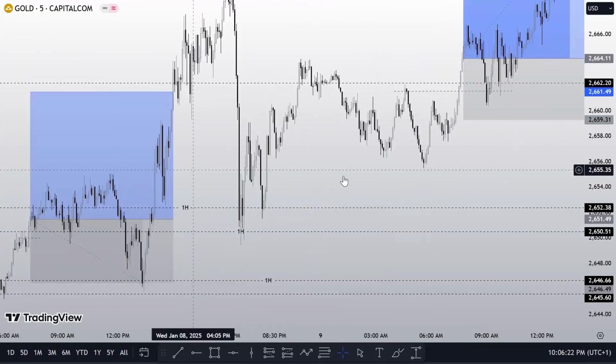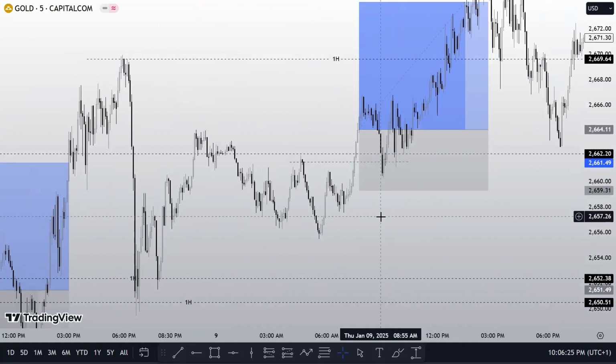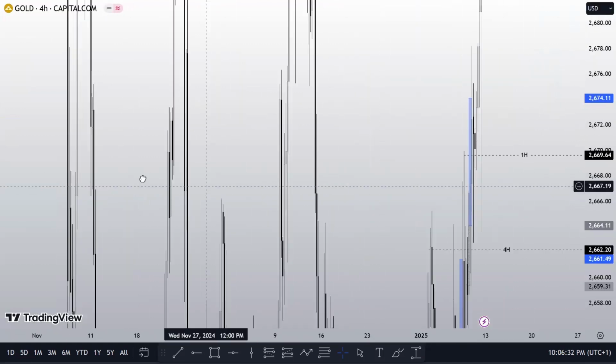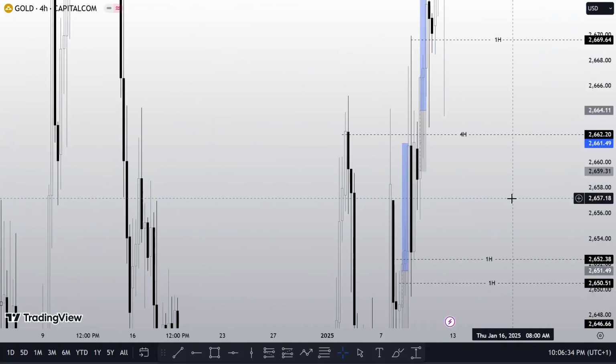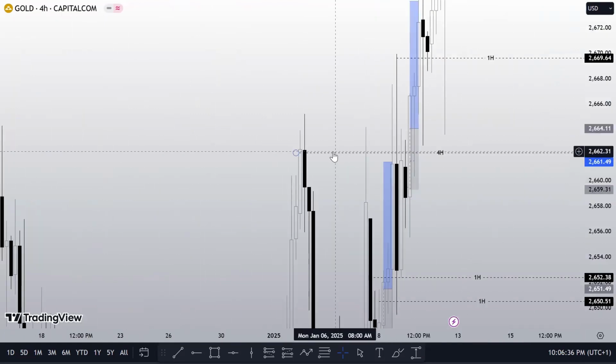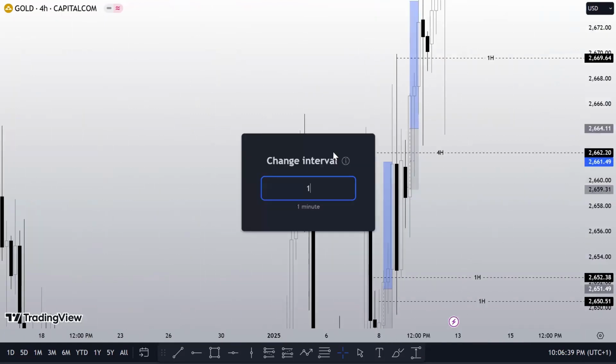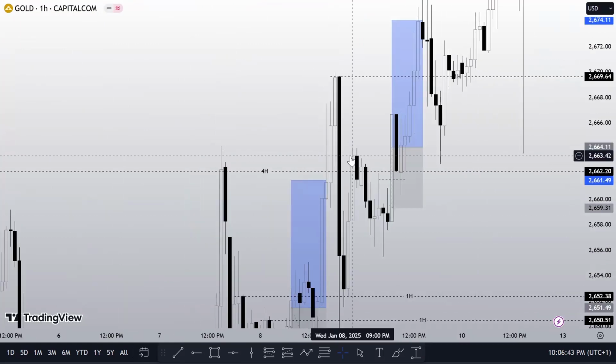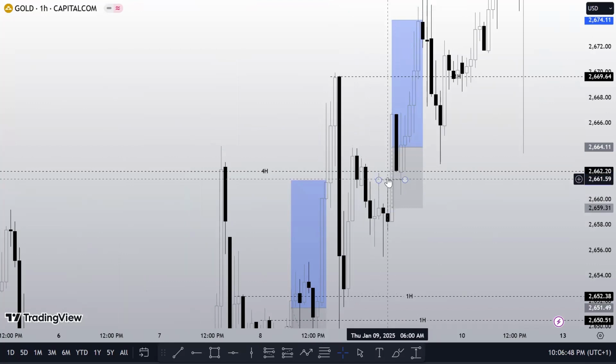Then fast forward to Thursday, when you had this beautiful trade right here. On Thursday, let's go to the 4 hour zone to look at where I took that trade from. I took this trade off the 4 hour zone right here. If you go over to the 1 hour, you can spot that there was also a 1 hour zone right here, but I wasn't paying much attention to it.